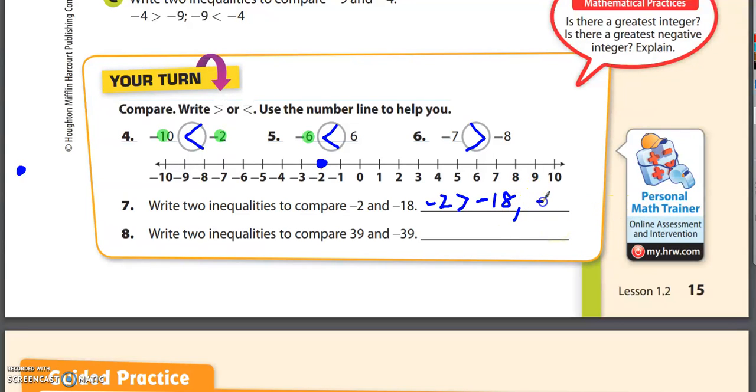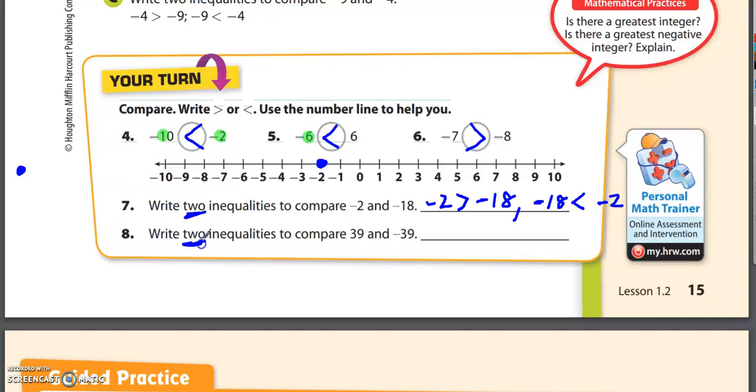And then we need one more answer. This is where I invert the numbers because it says write two inequalities. So I'm going to put negative 18 on the left and negative 2 on the right. And again, negative 2 is farther to the right. So I would say negative 18 is less than negative 2.